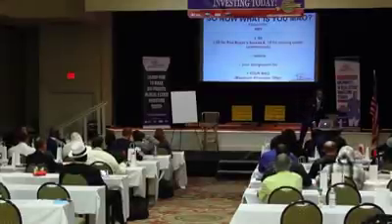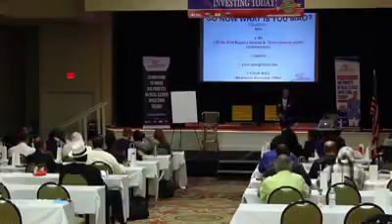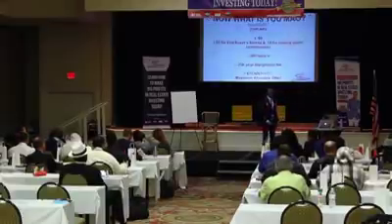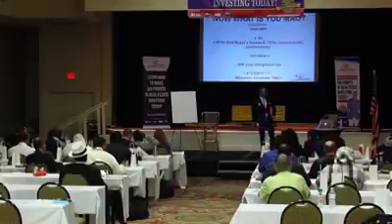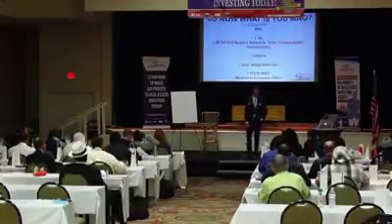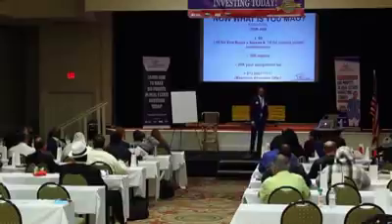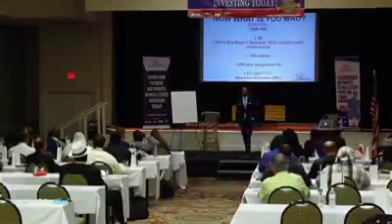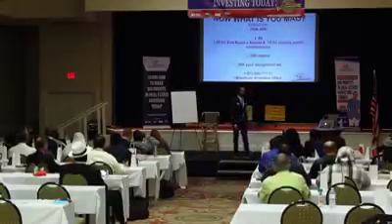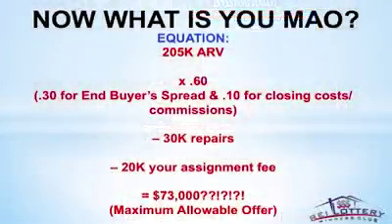The repairs were 25 to 30,000. So take your ARV of 205,000 times 60% minus $30,000. I'm gonna make it 20,000. I want more money. Make it 20,000.